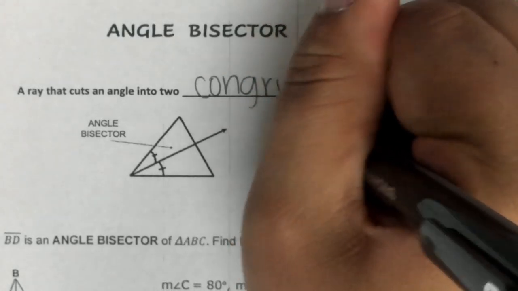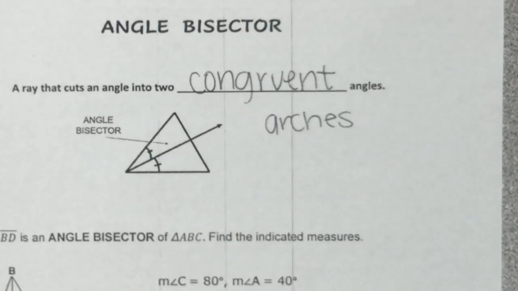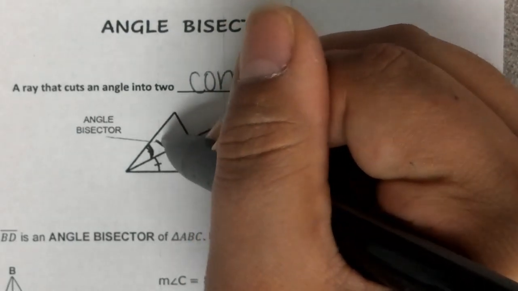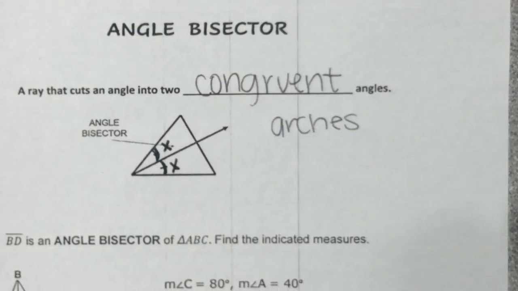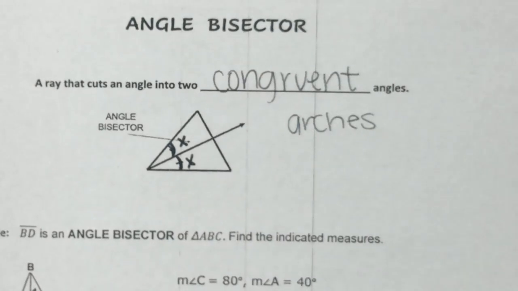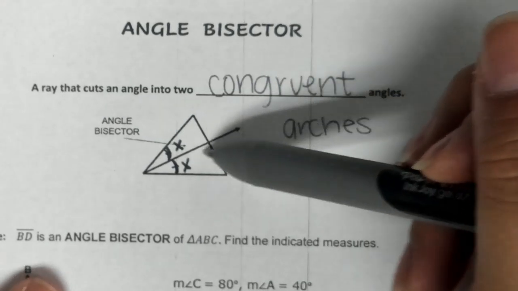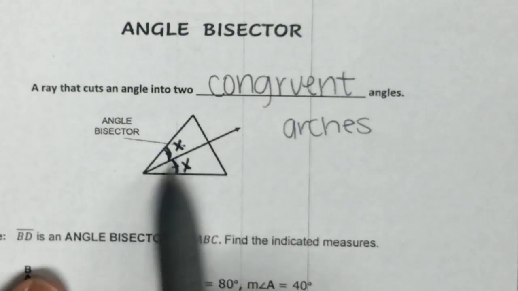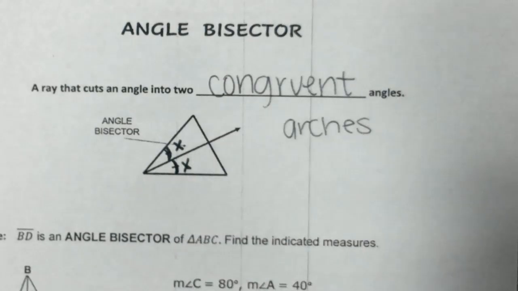Arches. So median, you add a tick mark. Altitude, you add a 90 degree angle. With angle bisector, you are adding arches. Okay? Something about angle bisector: it does not cut this in half. It only cuts the angle right here in half, not the side. So be careful about that, okay?